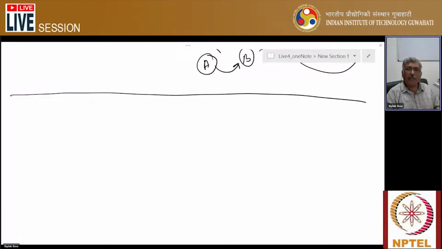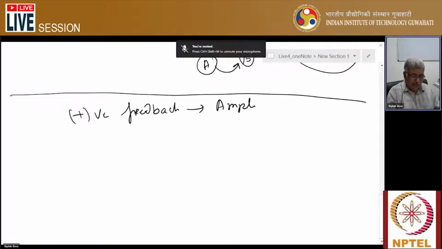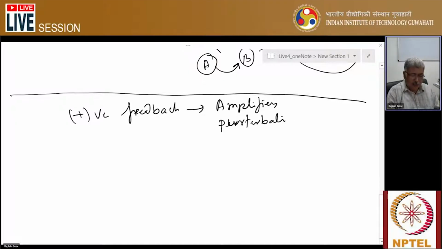Now, positive feedback does just the opposite. So what will a positive feedback do? A positive feedback amplifies perturbation. So disturbances will be amplified, right?